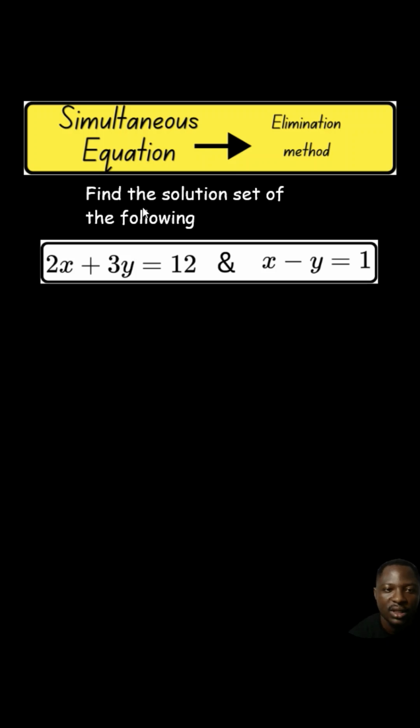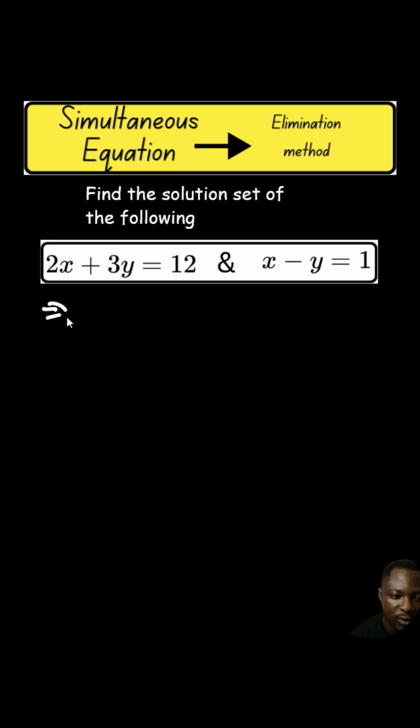Now let's consider this question on simultaneous equations. There are two ways we can solve simultaneous equations, either by using the elimination method or the substitution method. But in this question, we are going to use the elimination method. The question is 2x plus 3y equal to 12 and x minus y equal to 1. So we are finding the values of x and y.